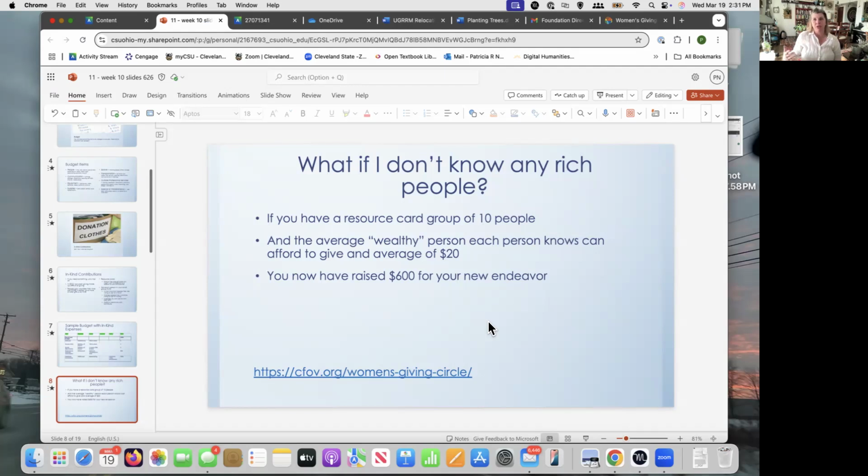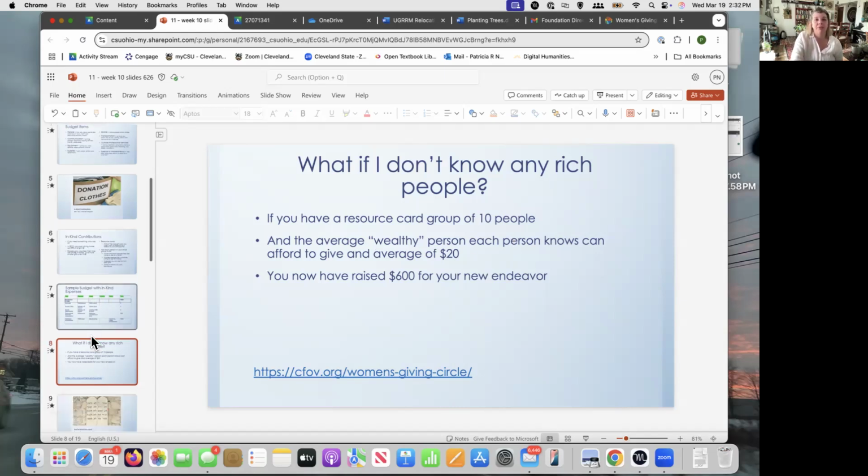So talk about these ways of generating income for your favorite charities, and think about how we can increase individual donations. Because if you have 100 people who give you $5 a month, that's a pretty sizable chunk of your budget for most small nonprofits that I know.